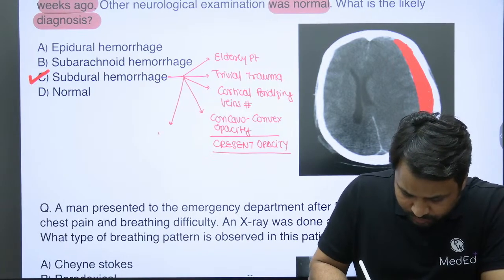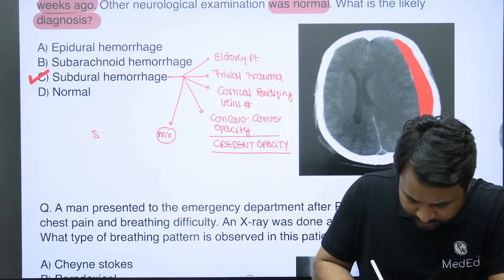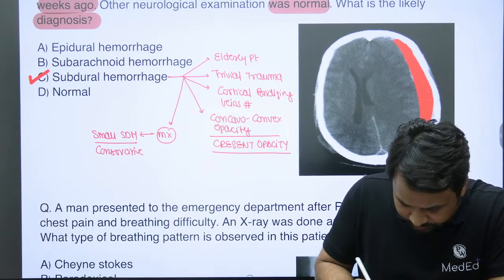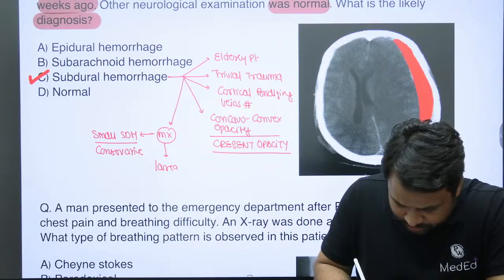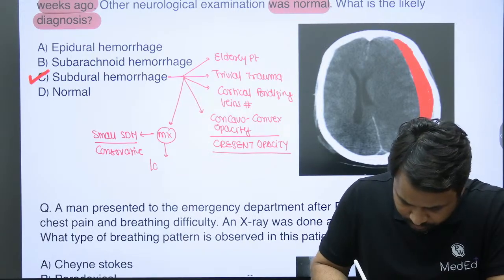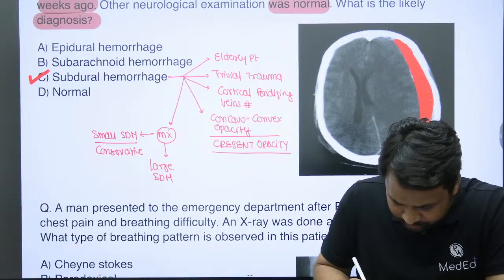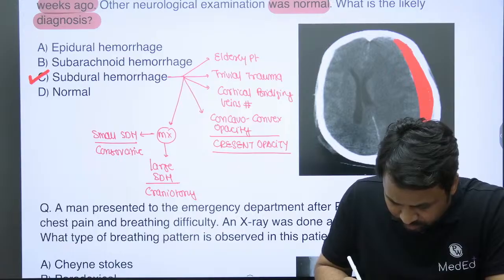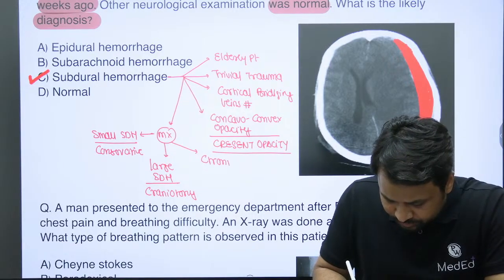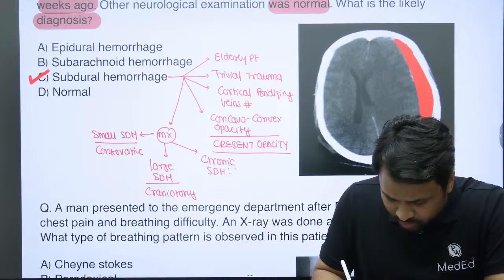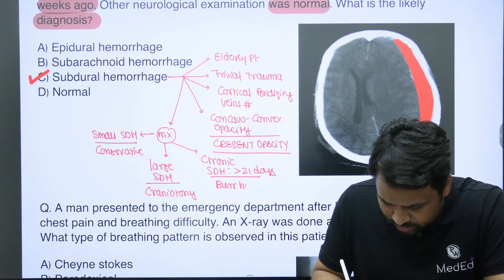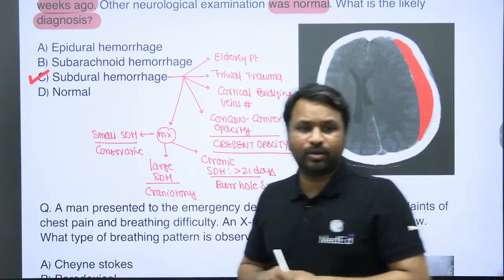Management for small SDH is conservative. For large SDH, it is going to be craniotomy. For chronic SDH, which is more than 21 days, this is going to be burr hole surgery. Okay.